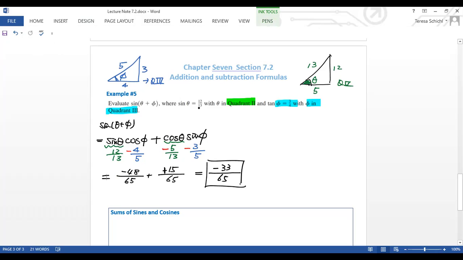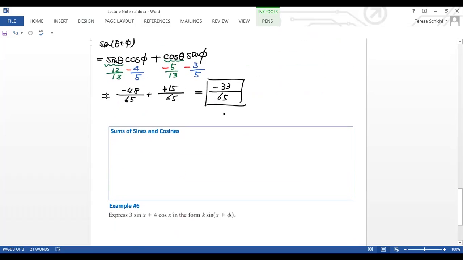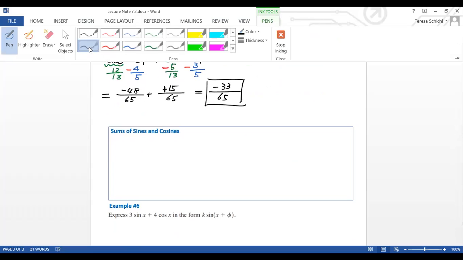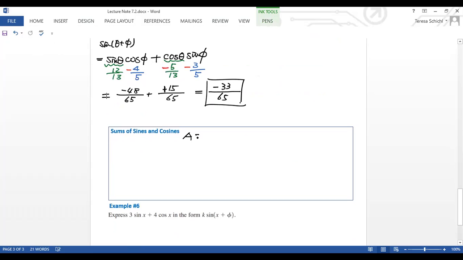That is how we use the addition and subtraction formulas. And now we're going to talk about one very special formula: the sum of the sine and cosine. All these formulas, we have sine cosine, cosine sine, or sine sine, cosine cosine. How about if you have, say, A sine x plus b cosine x here? How do I do these ones here? They both have the angle x here.